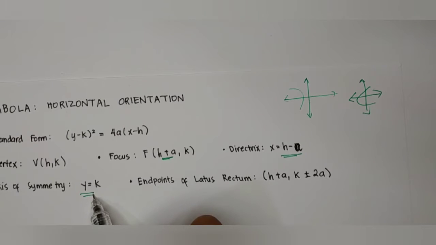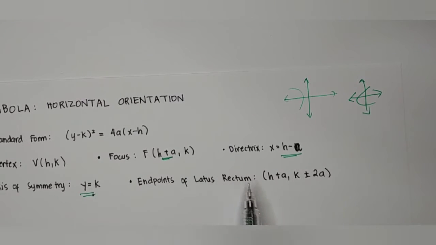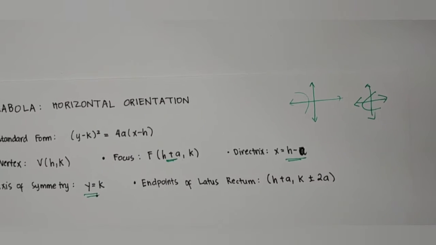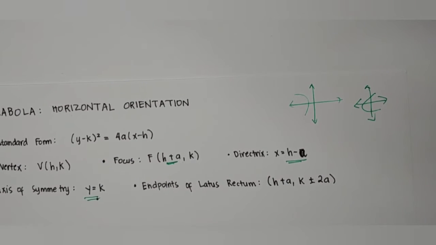So yan yung divide ng ating parabola into two equal parts. Then we have here the endpoints of our latus rectum that can be solved as (h plus a, comma, k plus minus 2a). So, yan yung sa horizontal orientation ng ating parabola.